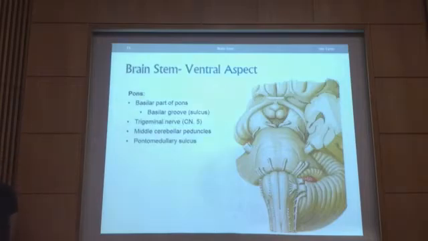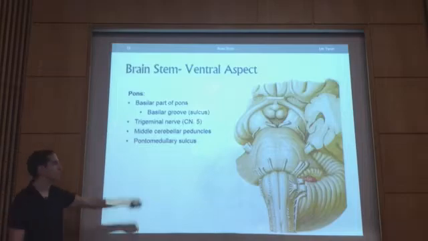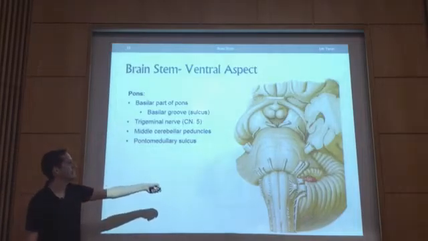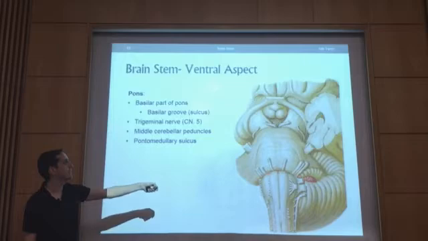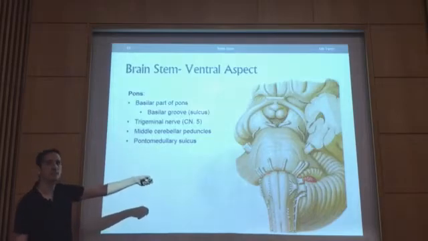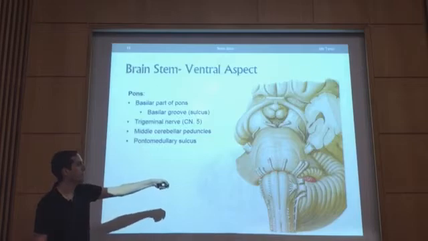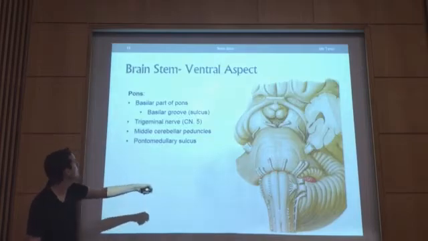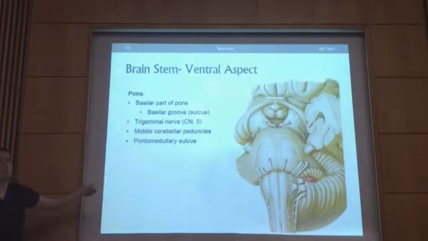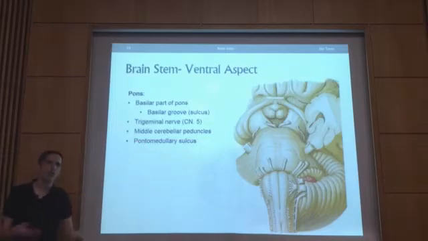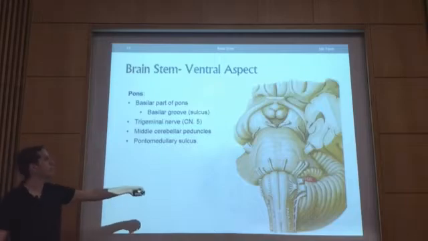Another thing that is very noticeable is that there's a very distinguished border between the pons and this part beneath it, the medulla. This border, this sulcus, is called the pontomedullary sulcus. Not surprisingly, it is the sulcus between the pons and the medulla. So this is the pontomedullary sulcus.